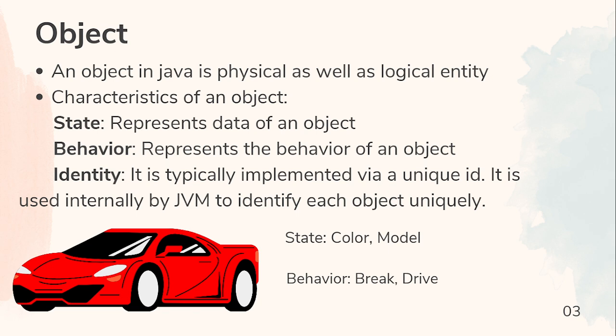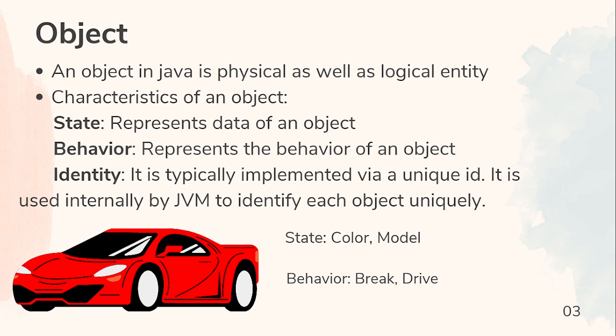Identity is basically that by which we identify a car or any object. It's a unique identity by which any object is represented, or we can identify an object based on that unique ID. This unique ID is used internally by the JVM to identify each object uniquely. So in order to identify an object, there should be some unique identifier.